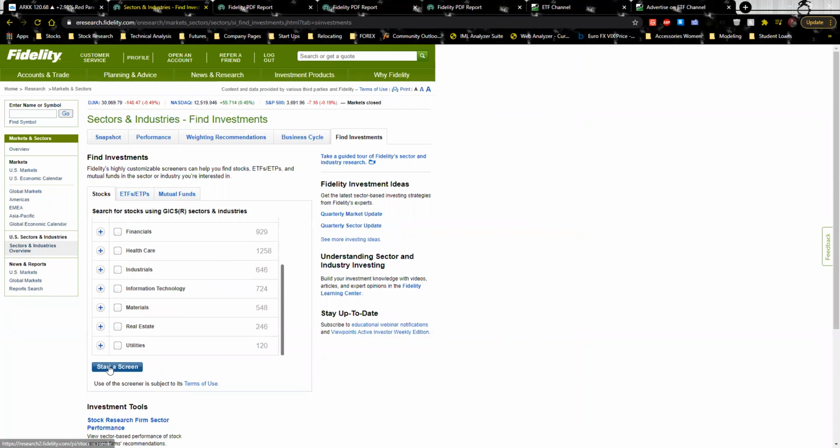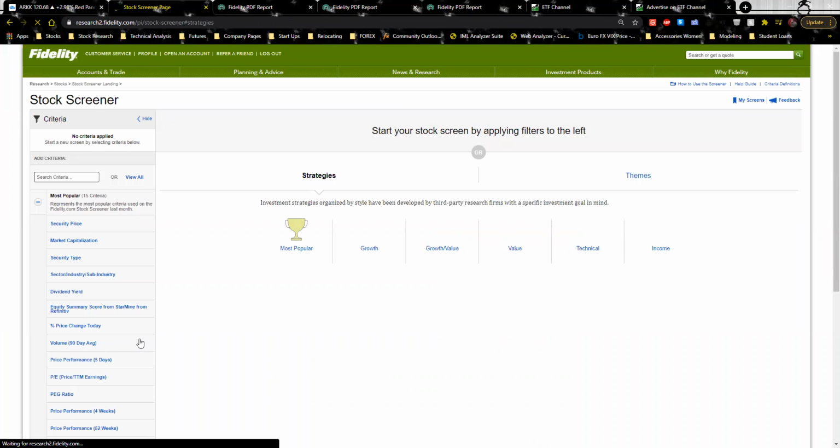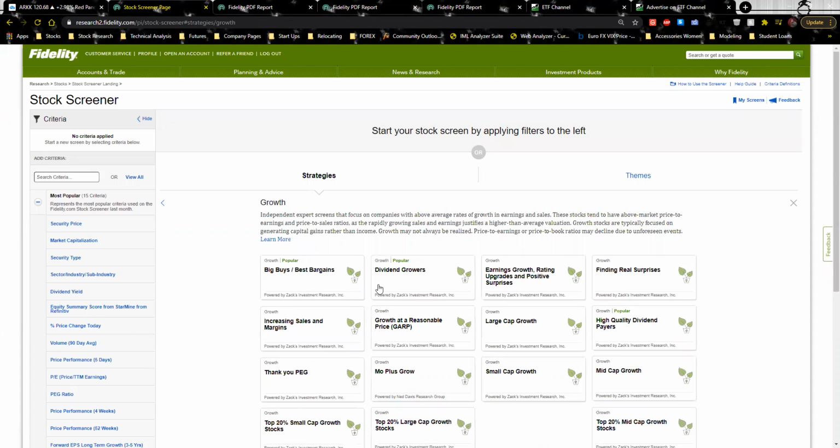So here you can start a screen to find investments, right? And depending on how you want to look at it, set it up the way you want. What would you be looking for? Like, let's say you want to look for growth.